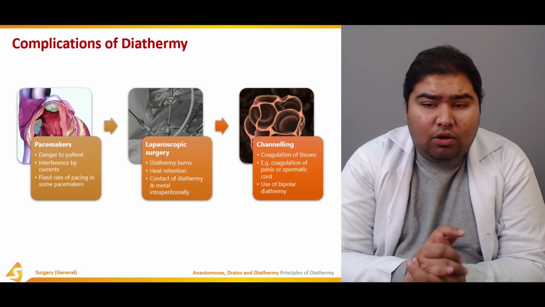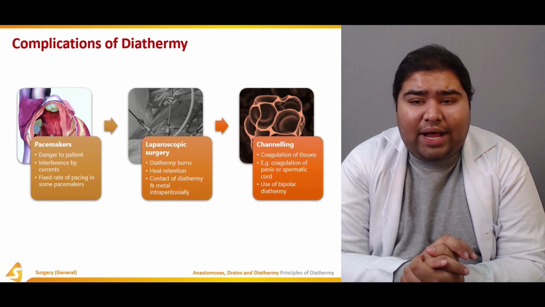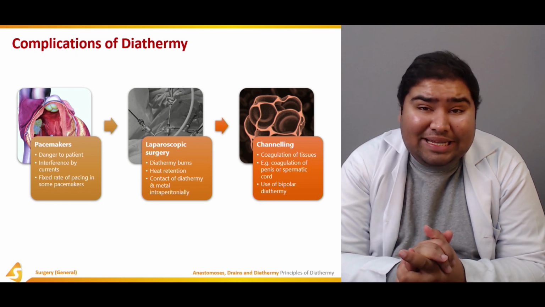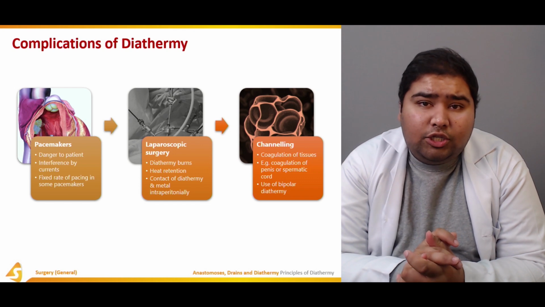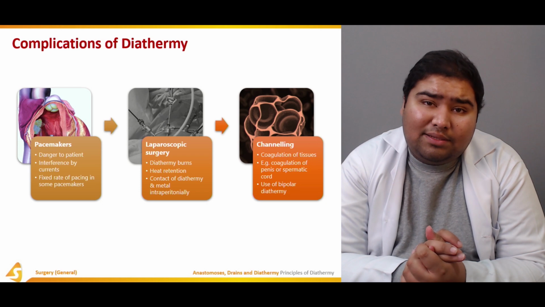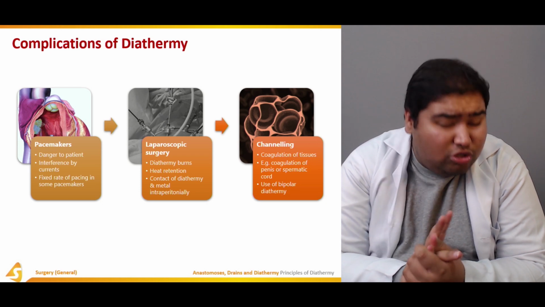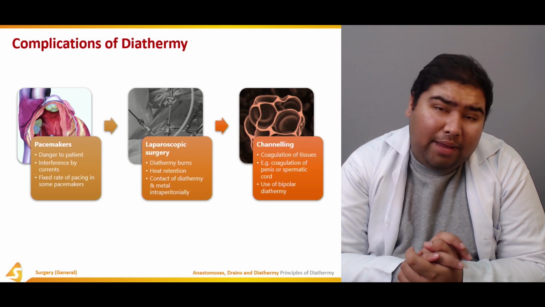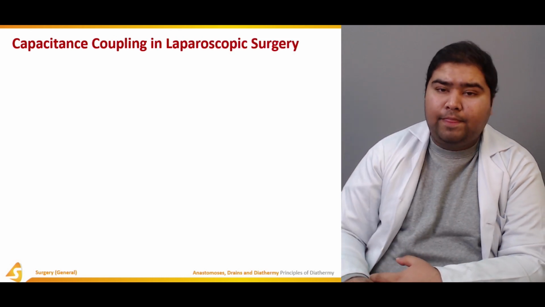Now, channeling can also occur. It is caused by coagulation of tissues, for example, coagulation of the penis or spermatic cord during circumcision, so it is best advised not to use diathermy at all, but if you have to use it, use the bipolar diathermy.